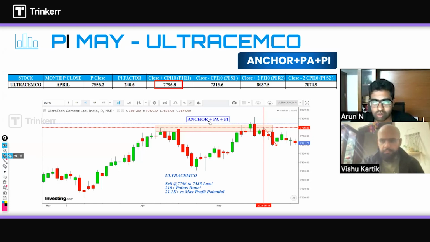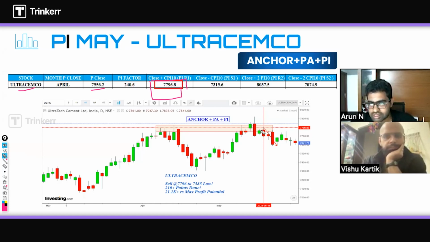Now let me bring it in a simple way. We know Ultratech Cement. The April close is 756, and the pi R1 is 7796. When the pi resistance is getting activated, honestly it got activated somewhere around here. Here you could see, based on the previous price action as well, the sell is there.